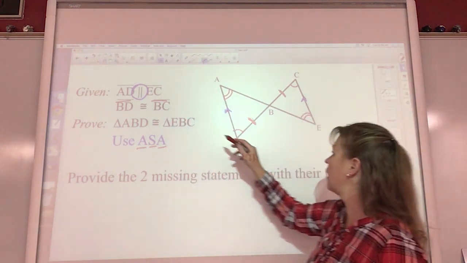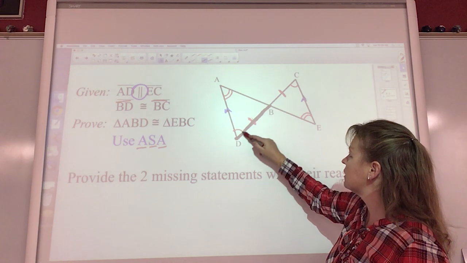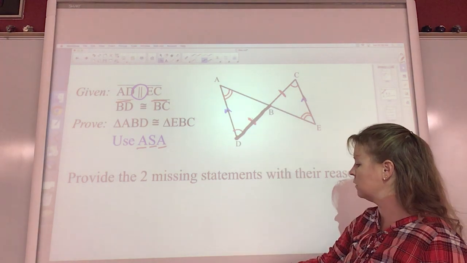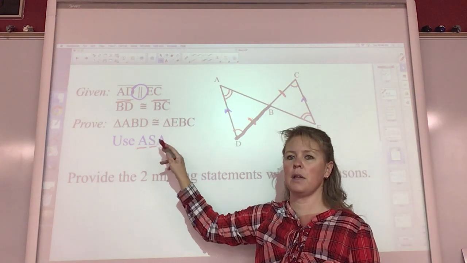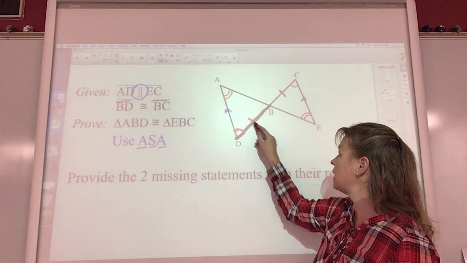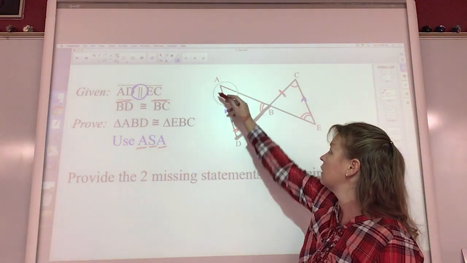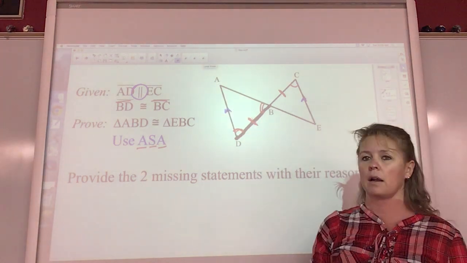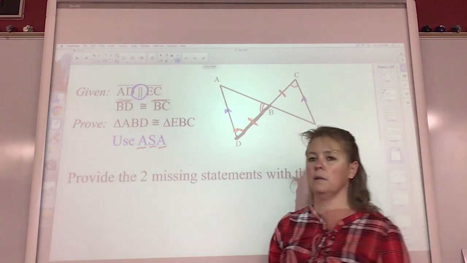The side that we're talking about is side DB. Side DB on this side, which means we have to touch both angles. This side has to touch both angles to be an included side. So we need angle, side, angle. Cannot use angle A and angle E. They're not going to help us. They were not connected to the included side.